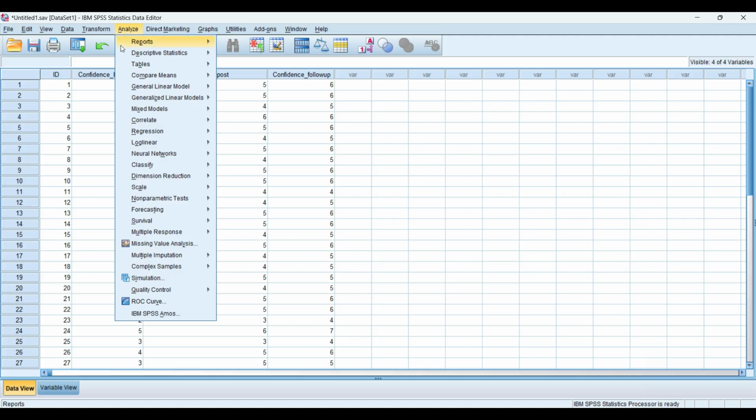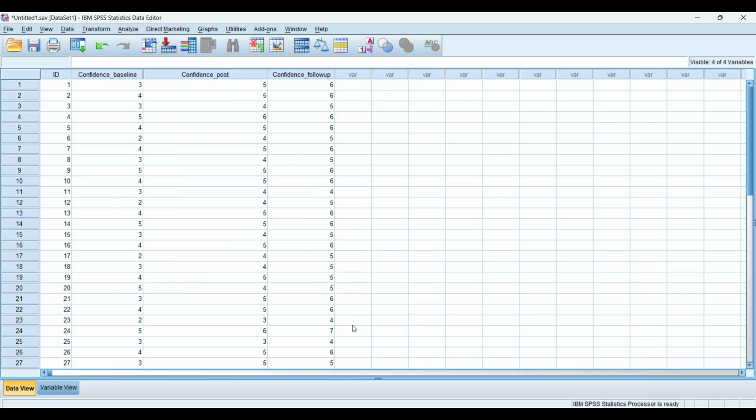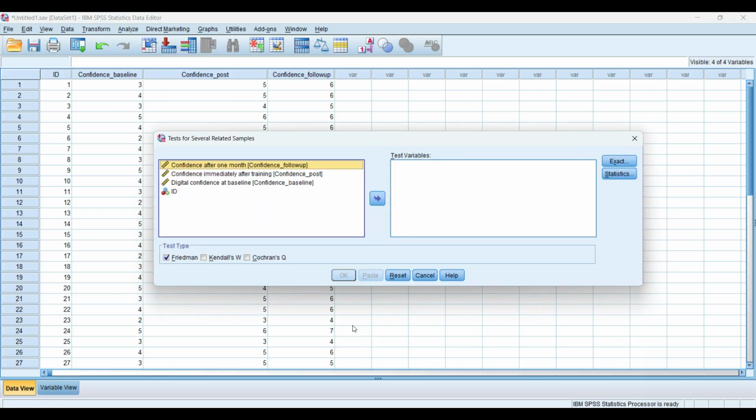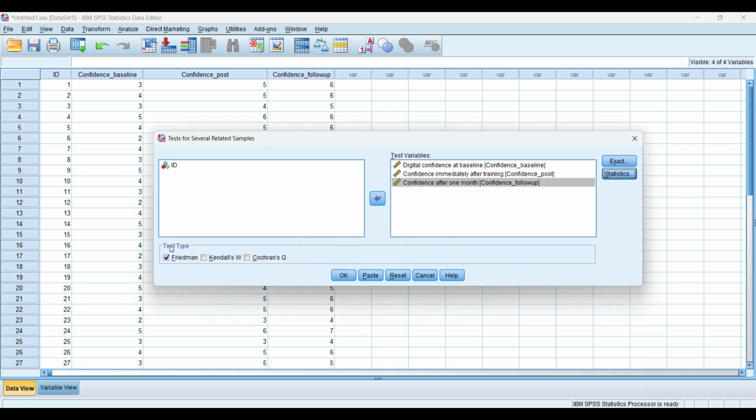We go to Analyze, then click on Nonparametric Tests, Legacy Dialogs, and then click on K Related Samples. We will put the data in sequence: first digital confidence at baseline, then immediately after training, and then confidence after 1 month. Click on Statistics and Descriptive, and then click on Continue. The Friedman test is the default, so we will apply this test, and we can also click on Kendall's W and click on OK.